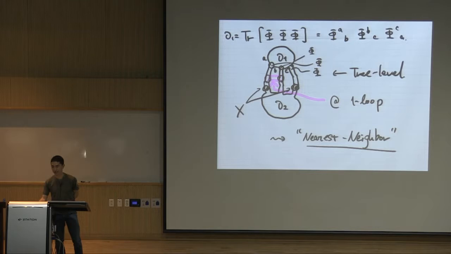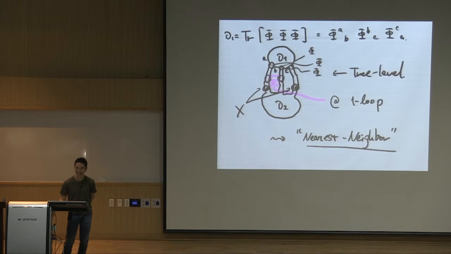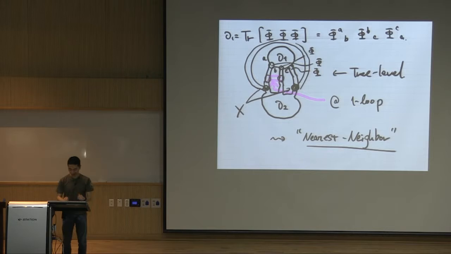Sorry? Yeah, that's a good point. In this particular case, actually, you can connect this and this because you can draw a diagram like this. So that's what Seok was pointing out. But okay, if you have four legs, then you cannot connect this guy and this guy because now it becomes non-planar. It was actually a good point. Thank you for pointing it out.